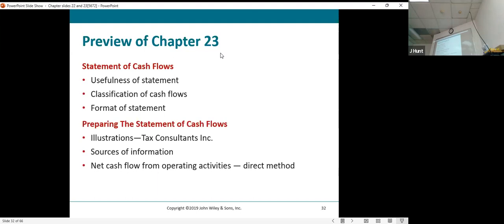So in chapter 23, and this is just a preview, so when you read it, there are some of the things that it covers. Why we have the cash flow statement, why it is useful, how it classifies different types of cash flows, and then the format of the statement. It also has an illustration that they walk through of an actual statement, and then it talks about the direct method of preparing it, right?